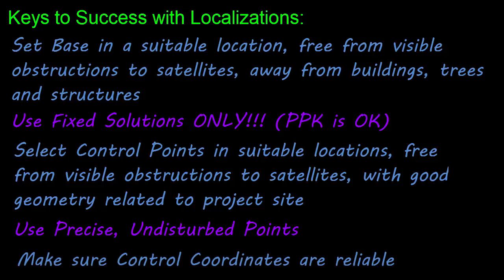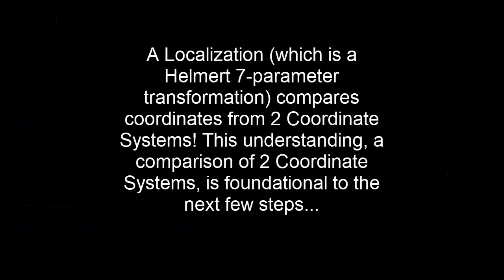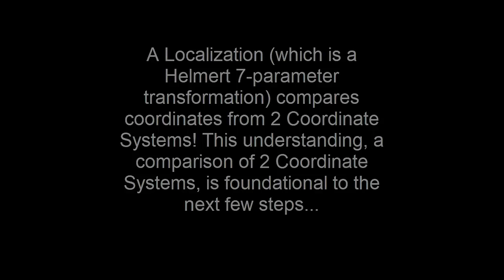And then we also want to make sure our control coordinates are reliable. So we want to make sure that whatever coordinates that we're following, that they have a high degree of precision and were determined by solid surveying methods. A localization, which is a Helmert 7-parameter transformation, compares coordinates from two coordinate systems. Understanding a comparison of two coordinate systems is foundational to the next few steps.